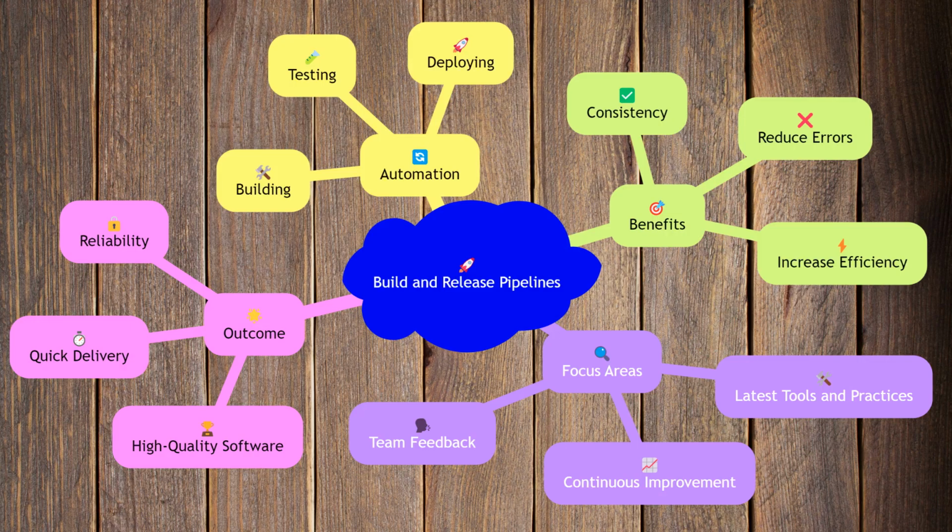In conclusion, designing and implementing build and release pipelines is essential for modern DevOps practices. By automating the processes of building, testing, and deploying applications, pipelines help ensure consistency, reduce errors, and increase efficiency. As you move forward, focus on continuously improving your pipelines, staying up to date with the latest tools and practices, and incorporating feedback from your team. With effective pipelines in place, you'll be well equipped to deliver high-quality software quickly and reliably.